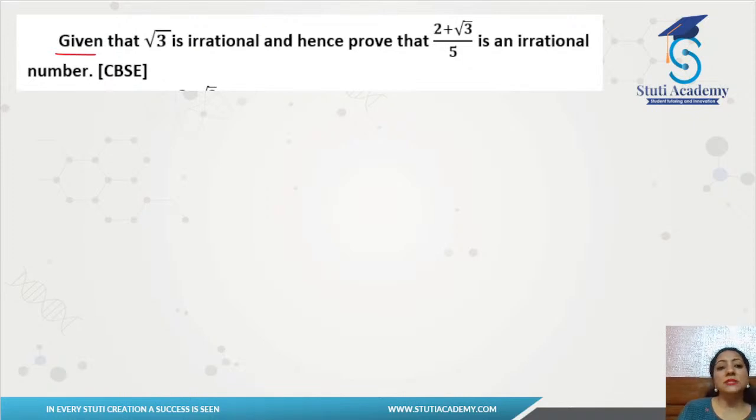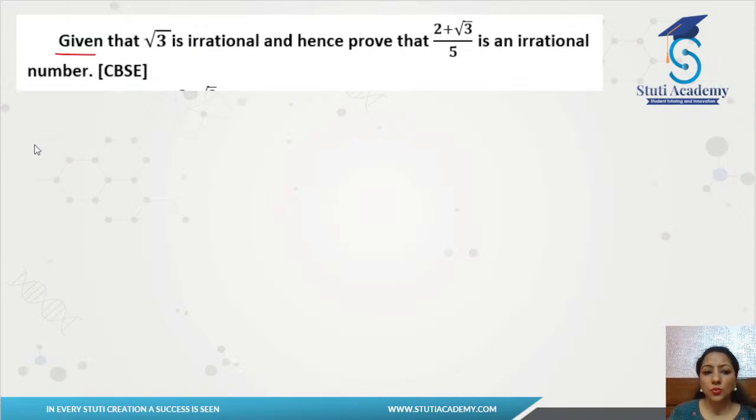Now what if this is not given to you? You have been asked to prove first that square root of 3 is irrational, and then you have to prove that (2 plus root 3) upon 5 or any other expression related to root 3 is irrational. So we first prove root 3 is irrational. So I hope you remember this.